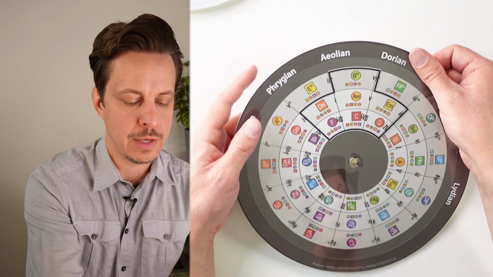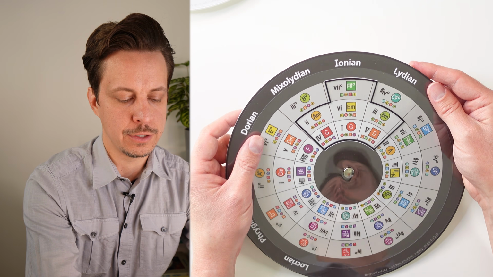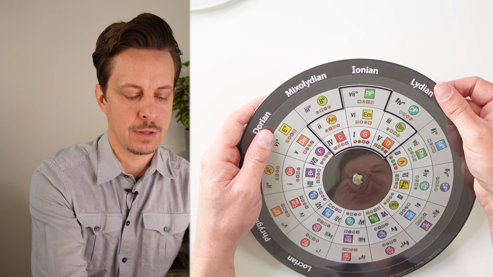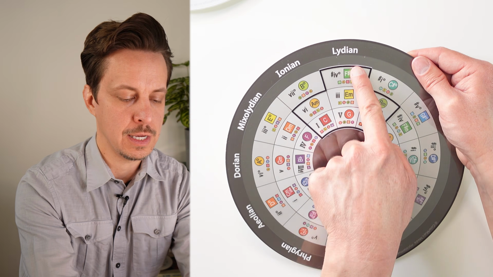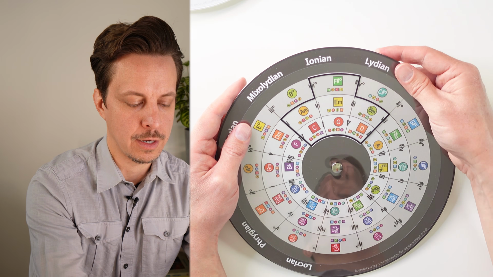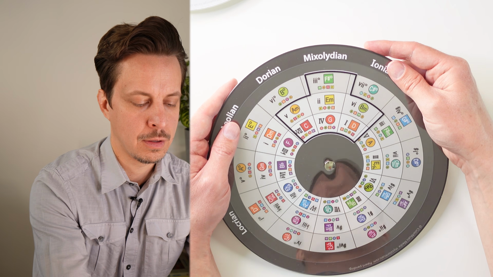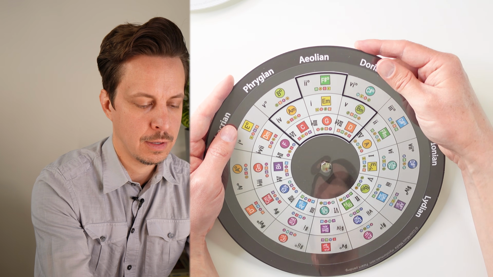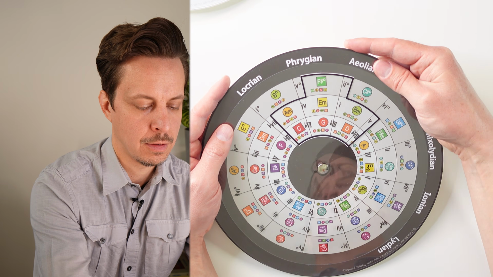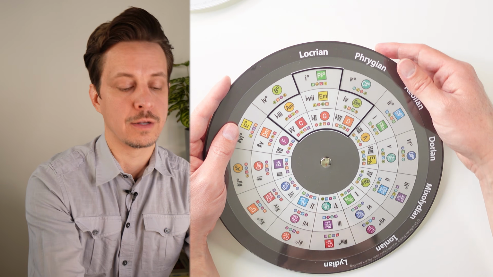And we could do the same thing starting in any key. So for example, in G, if we rotate the numerals to each of those respective chords, we get C Lydian, or rotating to the right, we get G Ionian, D Mixolydian, A Dorian, E Aeolian, B Phrygian, F sharp Locrian, etc.